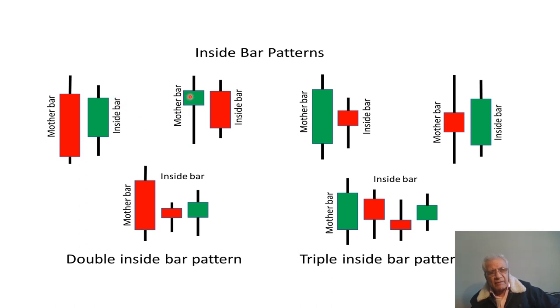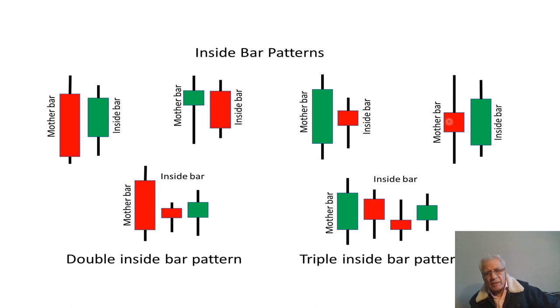Look at this one. You see the mother bar has a small body, a long lower shadow, and a smaller upper shadow, and the inside bar is a long bearish body with upper and lower shadow, but this candle is within the body and the shadow of the mother bar. So that is again considered an inside bar. This is again a long bullish candle with upper and lower shadow, and here the inside bar is nothing but a pin bar. This pin bar is contained within the upper and lower shadow of the mother bar, so it's considered an inside bar.